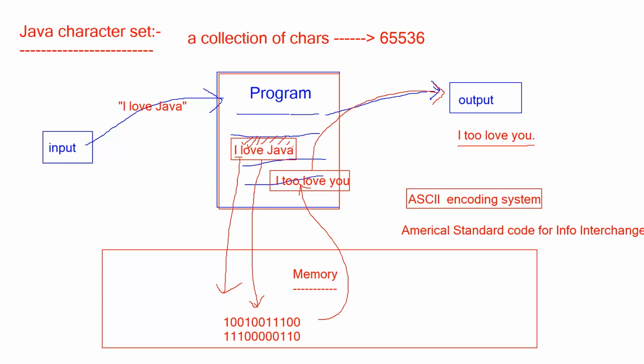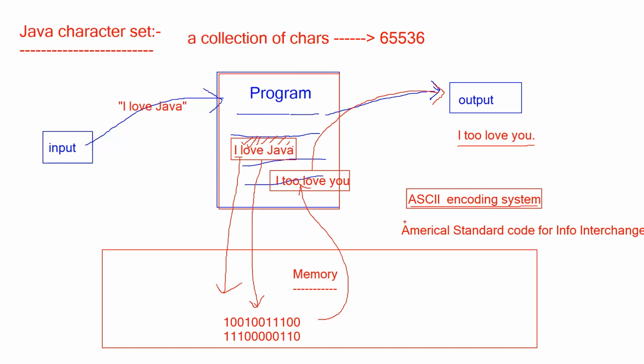The American Standard Code for Information Interchange encoding system would be doing this conversion. The English letter characters will be converted into binary and vice versa. All right. But here I want to say something else. This ASCII coding system is used by a programming language called C, because it supports only English characters conversion.